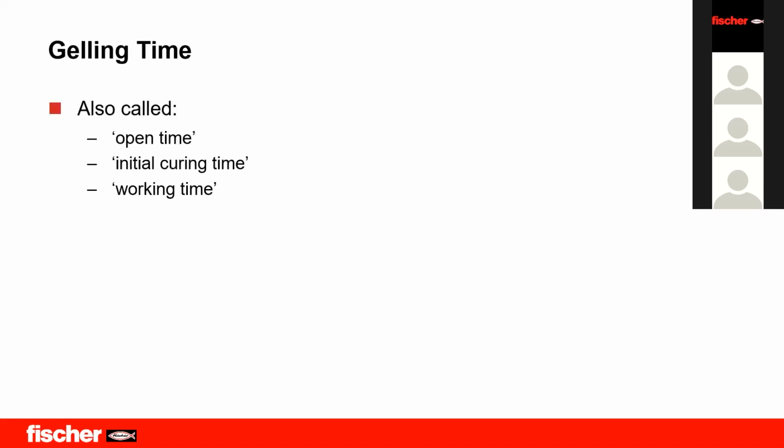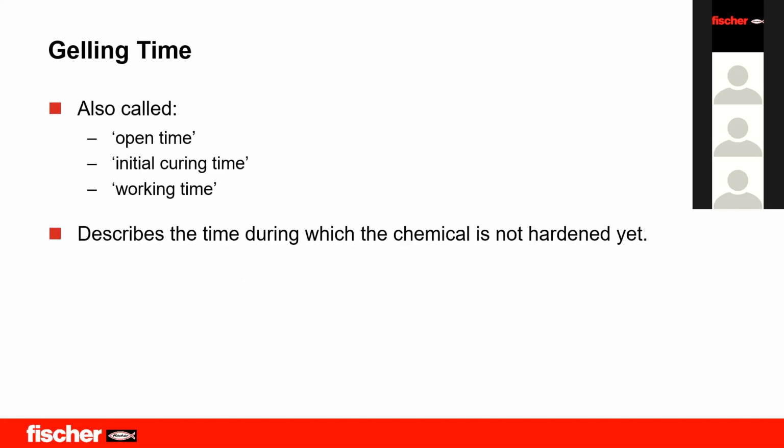Let's say gelling time, in one word we can say it's an open time, or initial curing time, or working time. In simple words, once you have made a hole in the substrate, you have opened your product, you have fixed your static mixer, and the hardener and resin come through the static mixer, the gelling time starts. The gelling time can be different for different chemicals. It will not be the same.